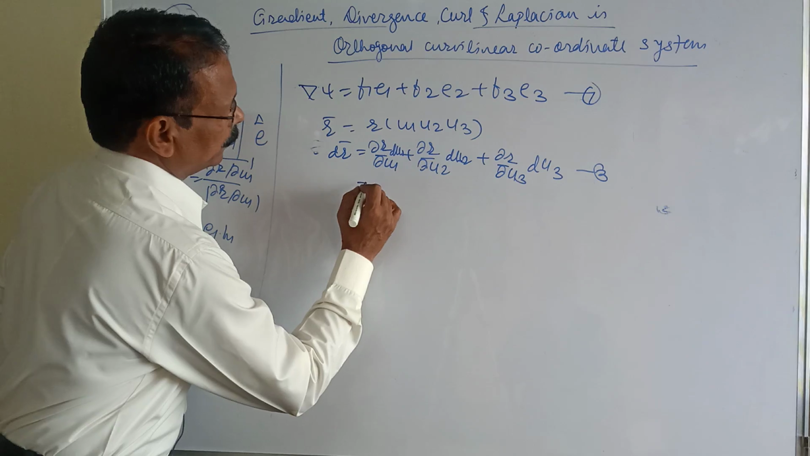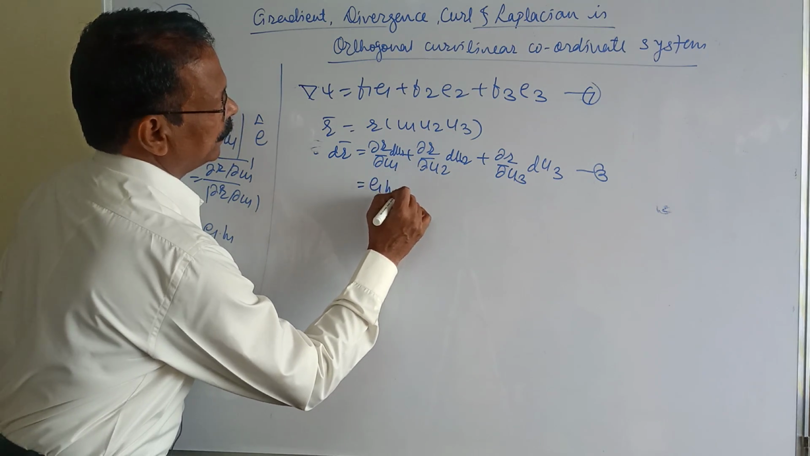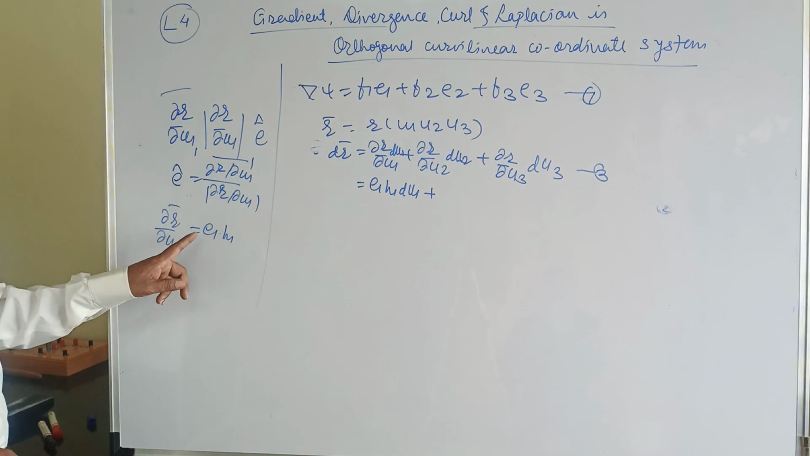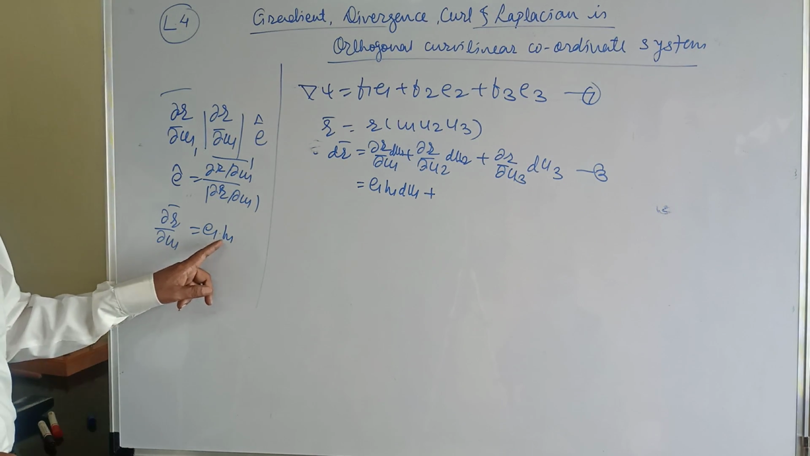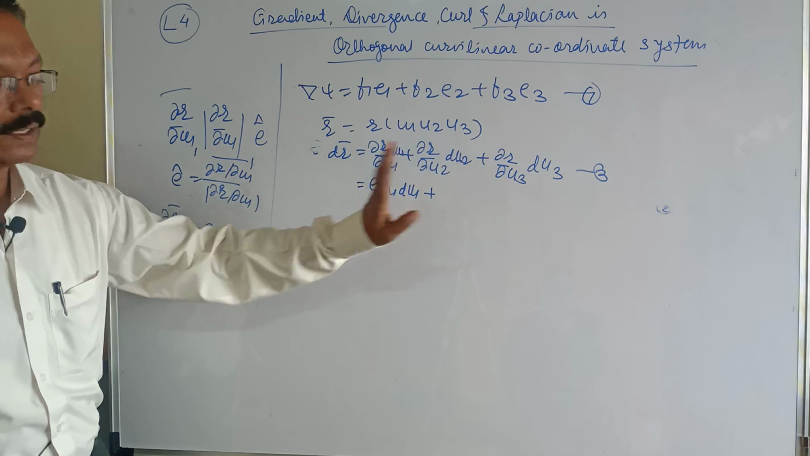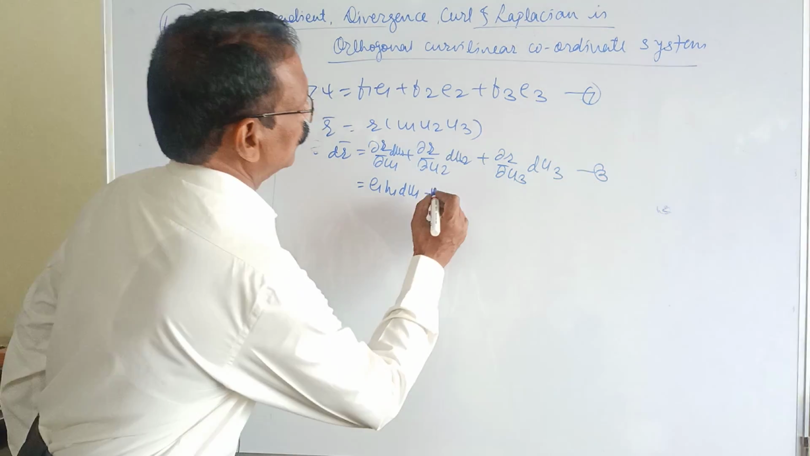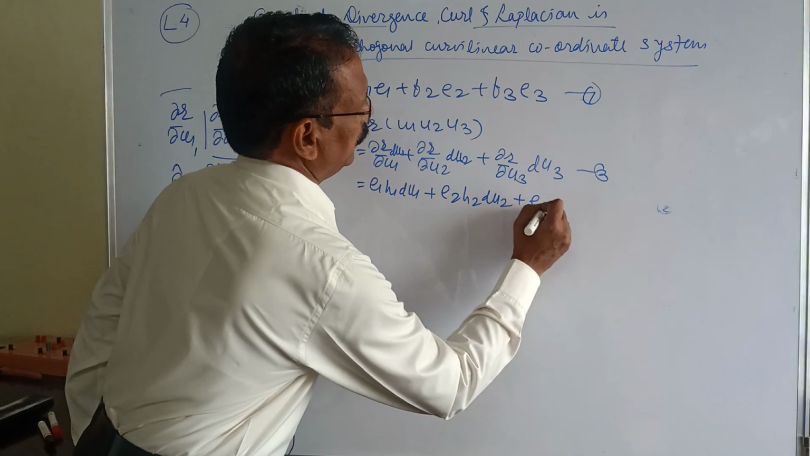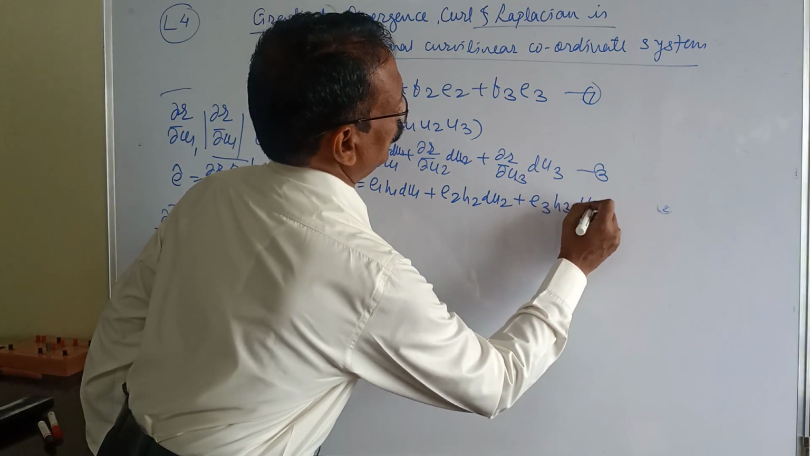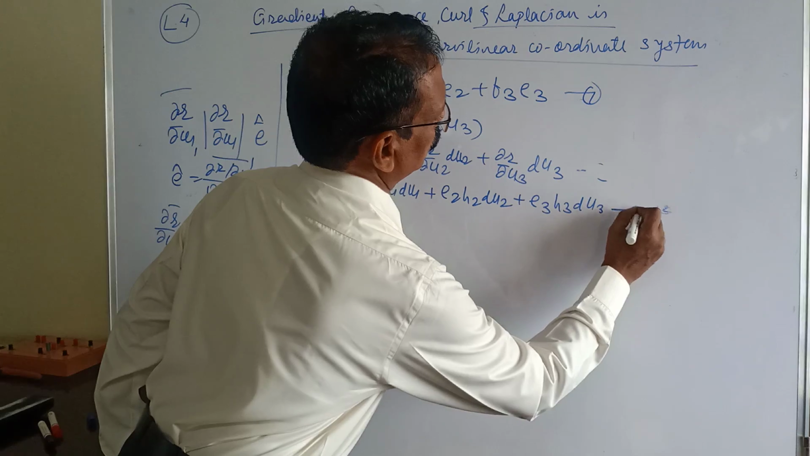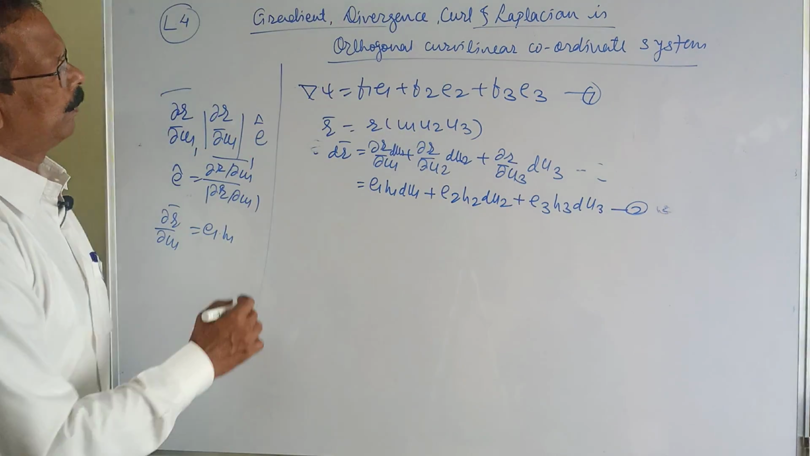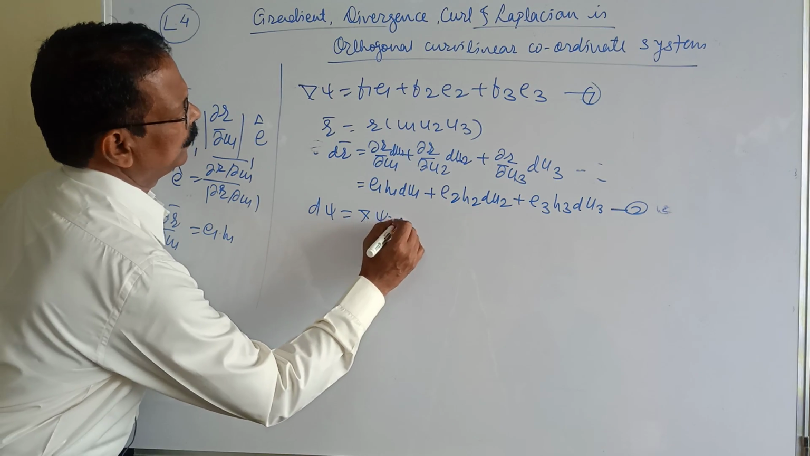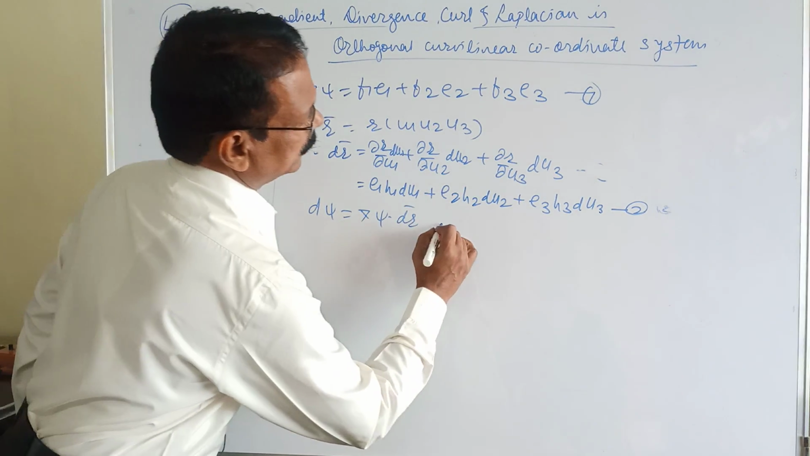So we can write e1 h1 du1 plus del r by del u2. Similarly, we can write it as e2 h2, and del r by del u3 can be written as e3 h3. So it is e2 h2 du2 plus e3 h3 du3. This is equation number 2. Now we know what d psi is. d psi is equal to del psi dot dr bar. So it is equation number 3.